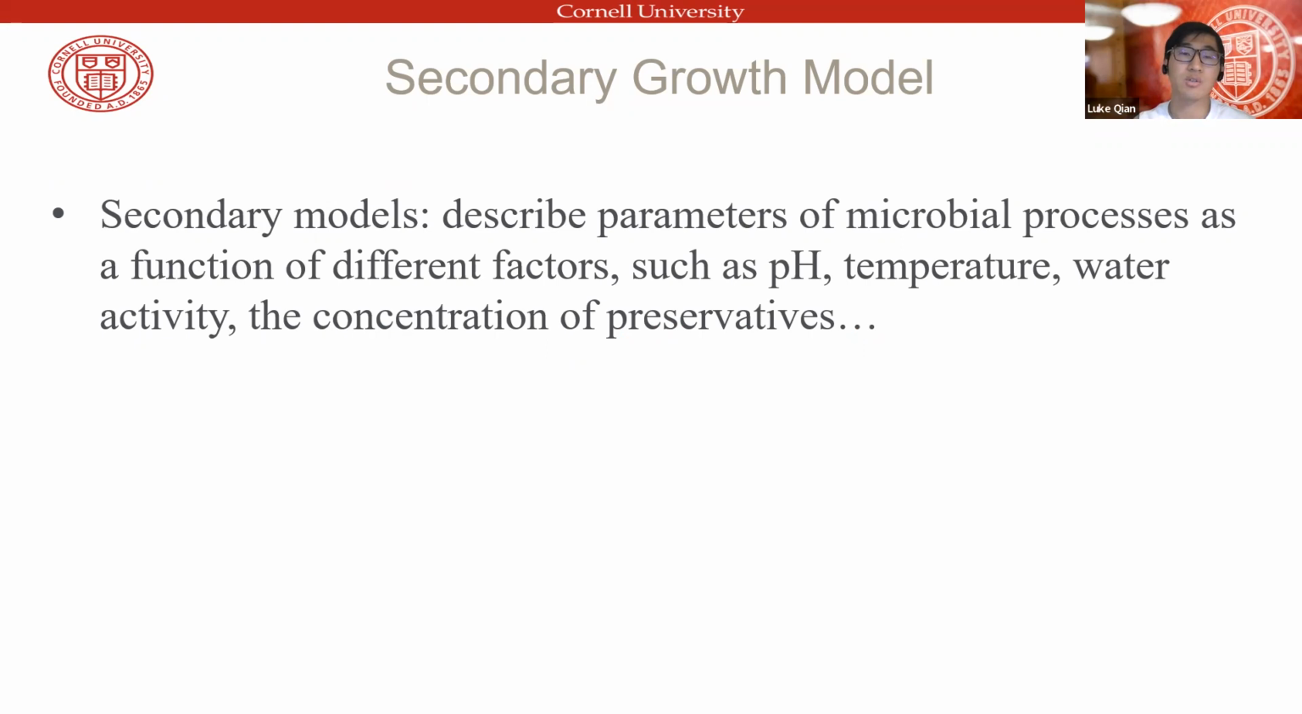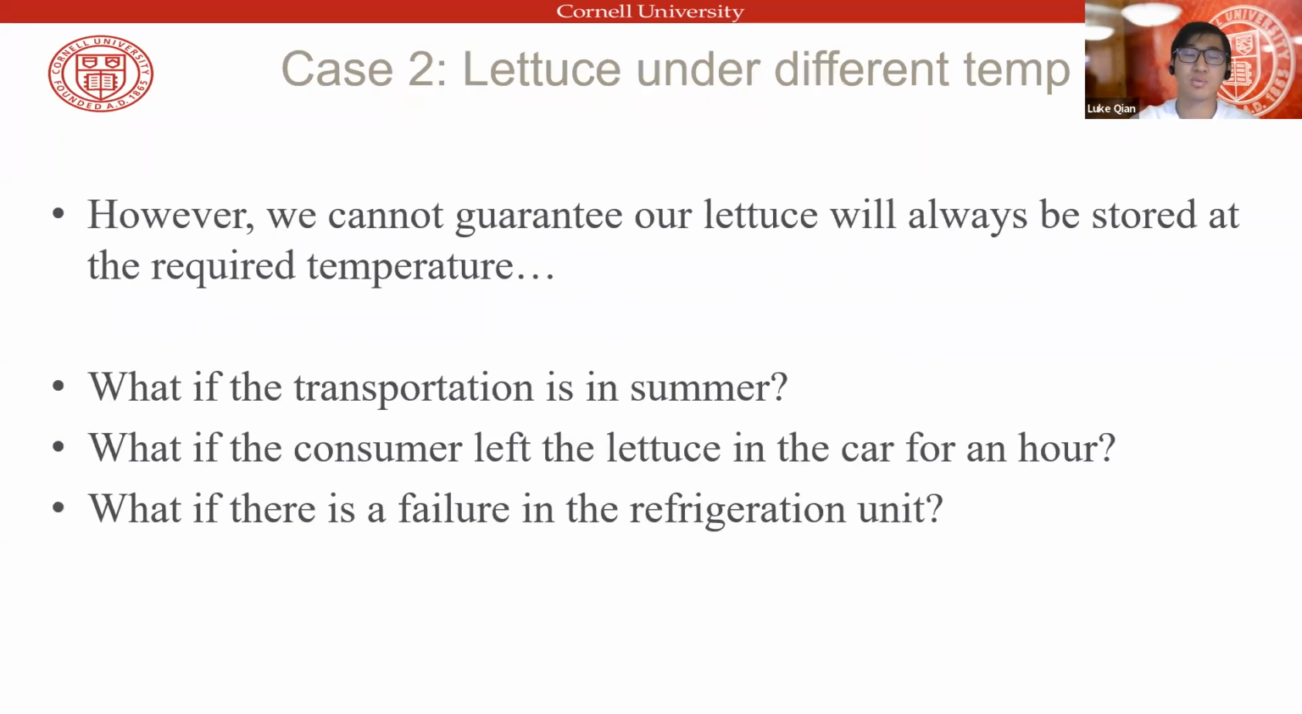The secondary growth model describes parameters of microbial processes as a function of different factors such as pH, temperature, water activity, and the concentration of preservatives. For example, the parameters of microbial processes used in our primary growth model are lag phase and maximum growth rate. So our maximum growth rate will be dependent on various factors. One of them is temperature.